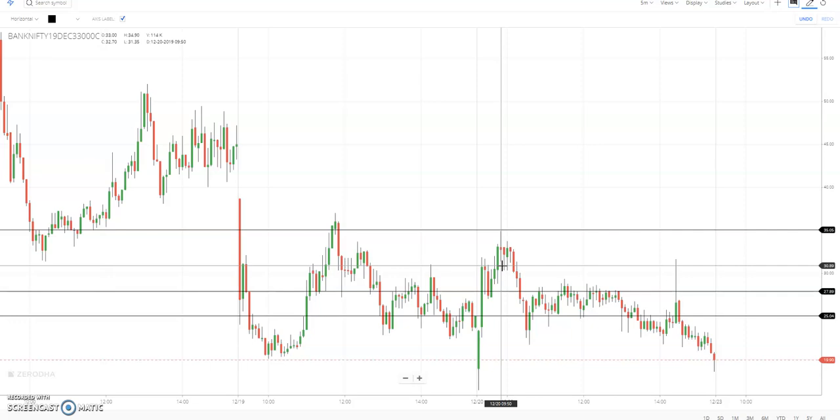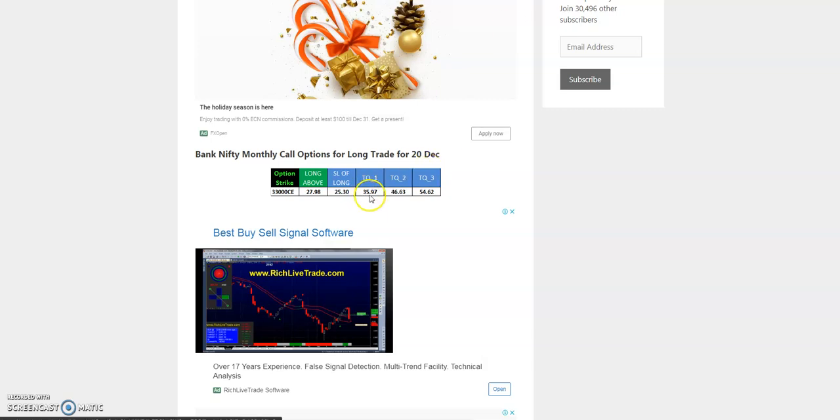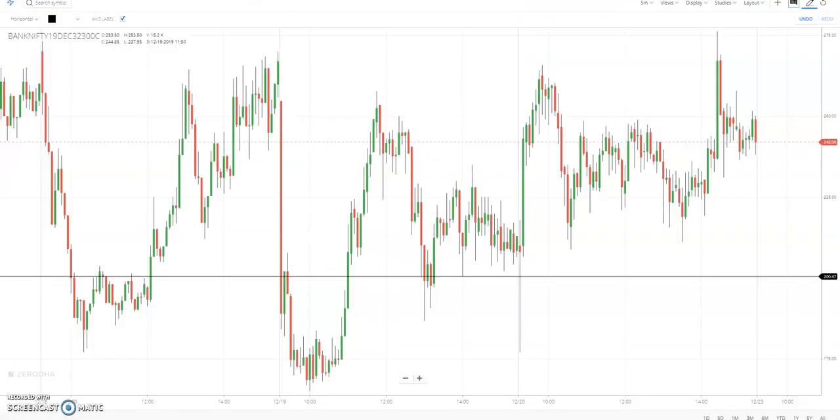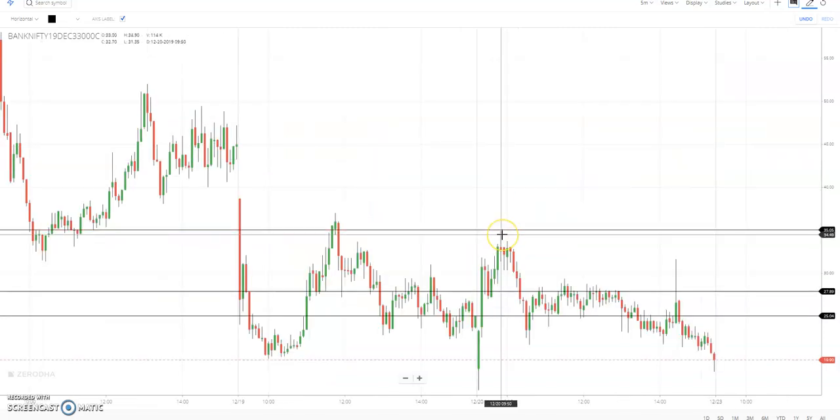So my target was 35. Let's see our target. So target is 35.97. It made a high of exactly 34. So now in options, you need to be very fast in executing your trade. So you can, let me just open. You can move your stop loss to cost price.